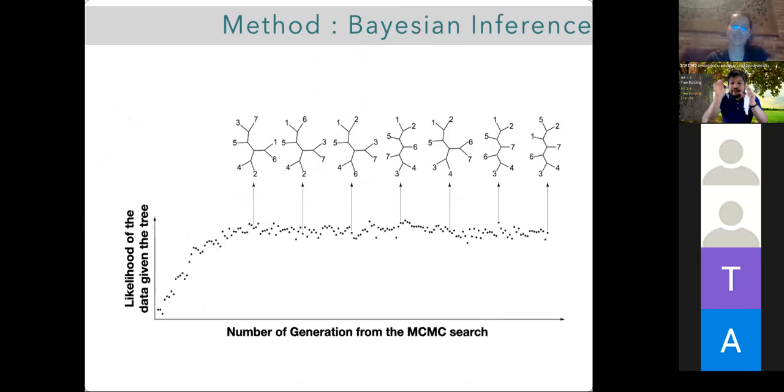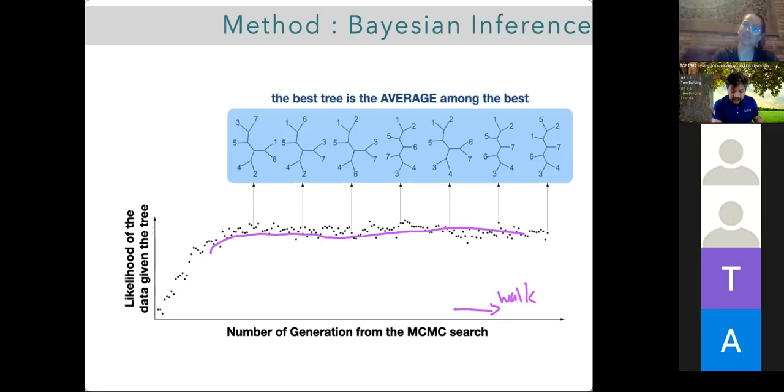So the idea is that you keep tweaking the trees until the tree reaches this point. This is your random walk. At some point you start to walk in the same place, at the top of the hill. Then instead of picking the single best tree, because everything at the top of the hill is so good, why choose one? The best tree is the average of all these best trees together.